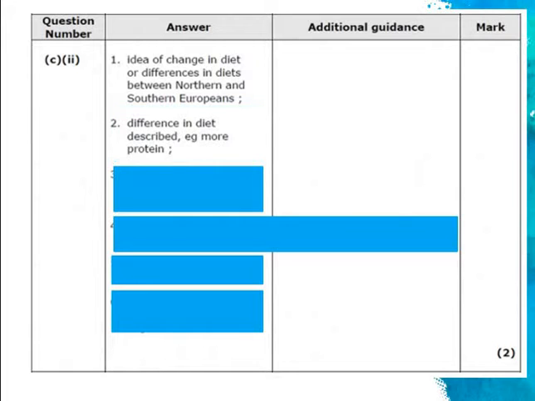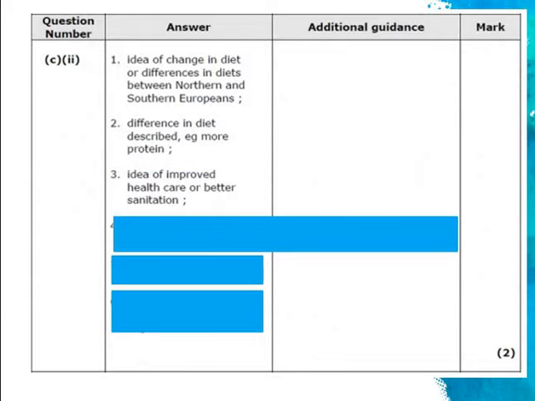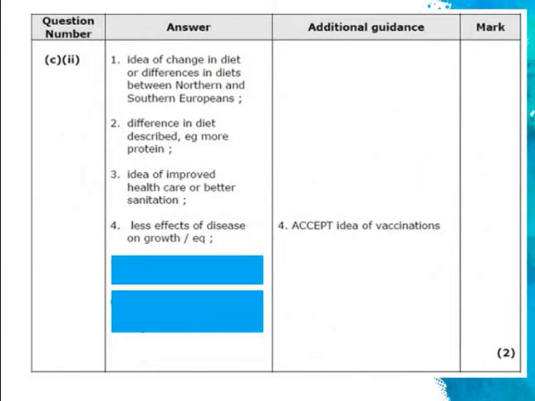It could be that you specified that one of them might be getting more protein in their diet. It could be that they have improved healthcare or better sanitation, so there's lower chances of diseases, so less effect of disease on growth. There could be differences due to migration. It could be that some of these countries have more immigration, so more people coming into the country, and with that bringing in different alleles.